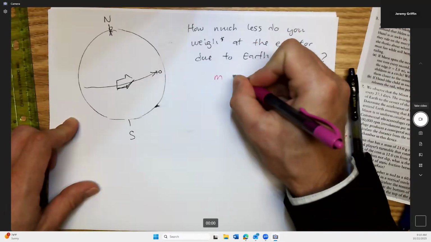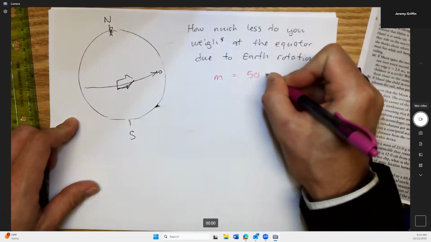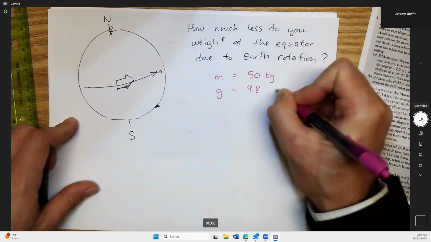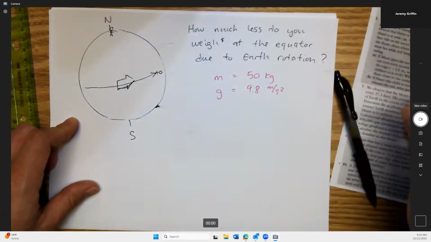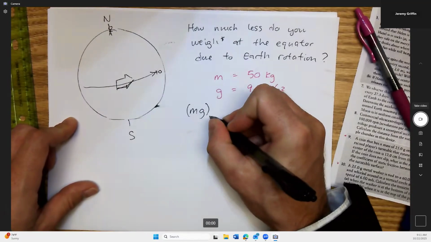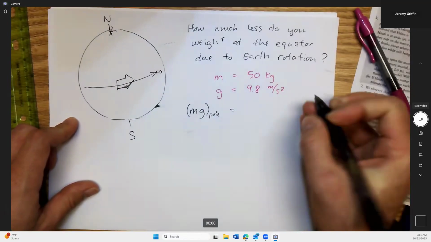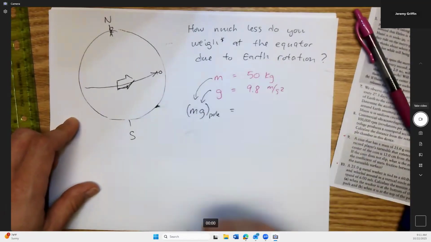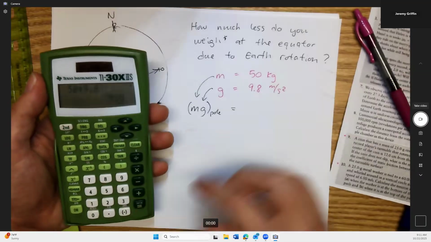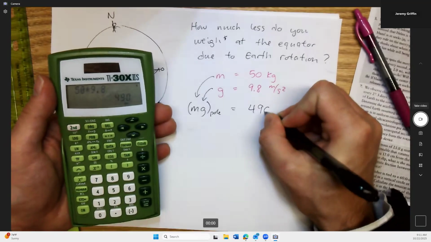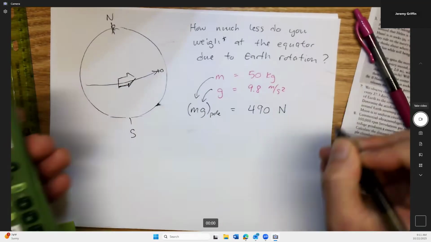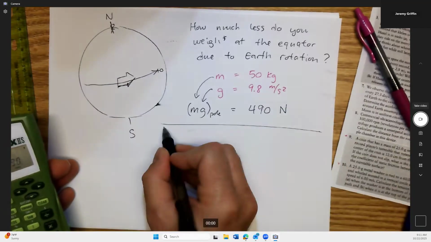I'm going to give you guys a mass of, let's say, 50 kilograms. And I'll call regular Earth gravity, let's go 9.8 today, 9.8 meters per second squared. So what would your weight at the North Pole be? Could it just be multiplying those two together? Okay, so 50 times 9.8. I'm looking at 490. What's the units? Newtons. Okay, so that's at the pole. That's like our baseline value.